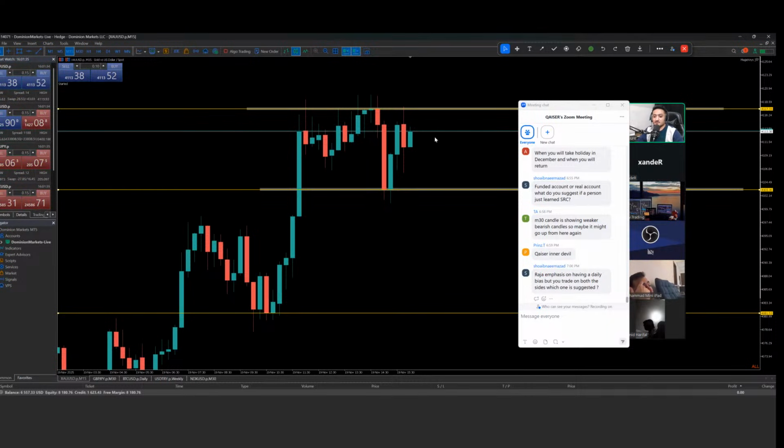Raj, you emphasize having a daily bias, but you trade on both sides. Which one do you suggest? Right now we are in consolidation. That's why I'm talking about both sides, because we need a breakout structure.